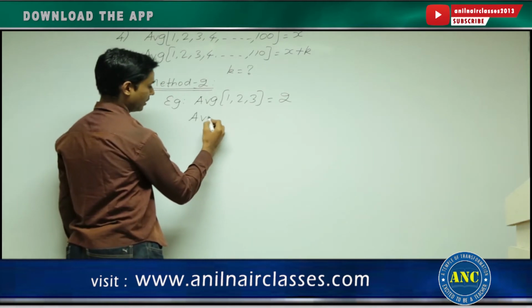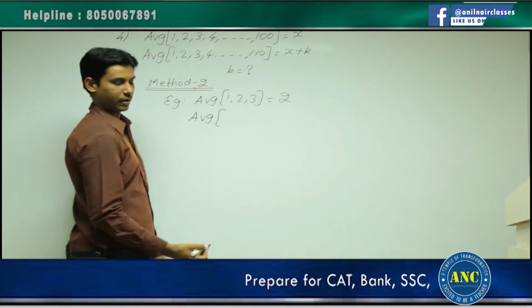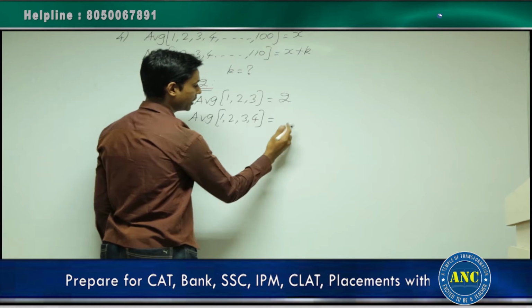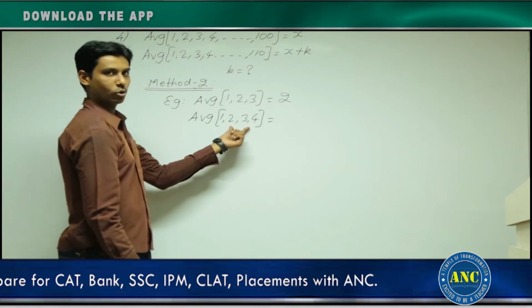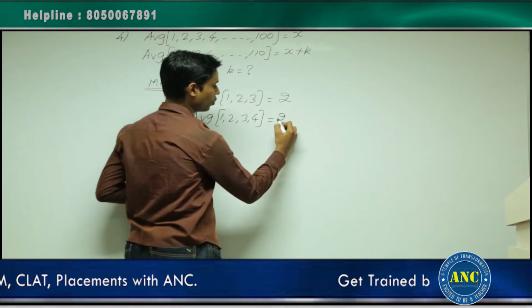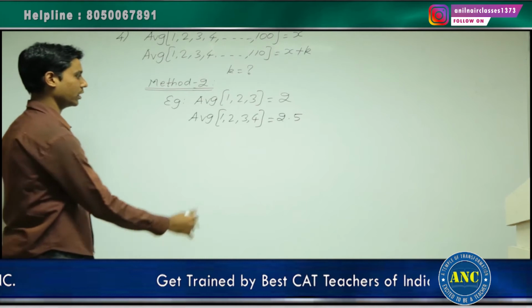Now, what I will do is, the original series has 3 terms and I will increase by 1 more term. So the average becomes the average of 1, 2, 3, 4. The average of 1, 2, 3, 4 is the first term plus the last term by 2: 1 plus 4 by 2, which is 5 by 2, that is 2.5.